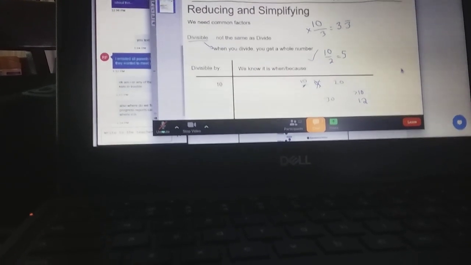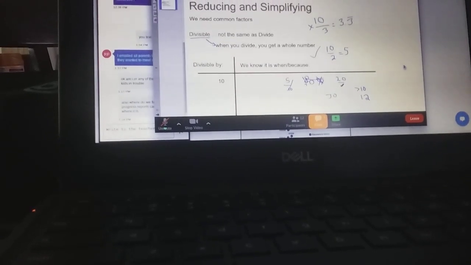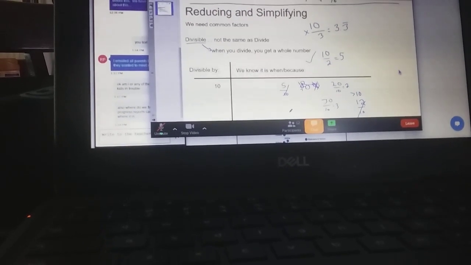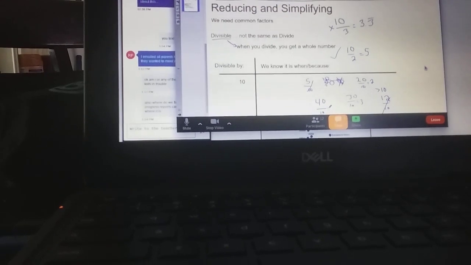A number greater than 10, we'll just use 12. 5 divided by 10, that does not get us a whole number. 5 divided by 10. That is not a whole number. What about 20 divided by 10? Is that a whole number? Yeah. What about 30 divided by 10? That's a whole number. Is 12 divided by 10 a whole number? No. What are some other ones that get you a whole number? Yeah. What about 40? 40 divided by 10. 50? So it looks like any number that does what?